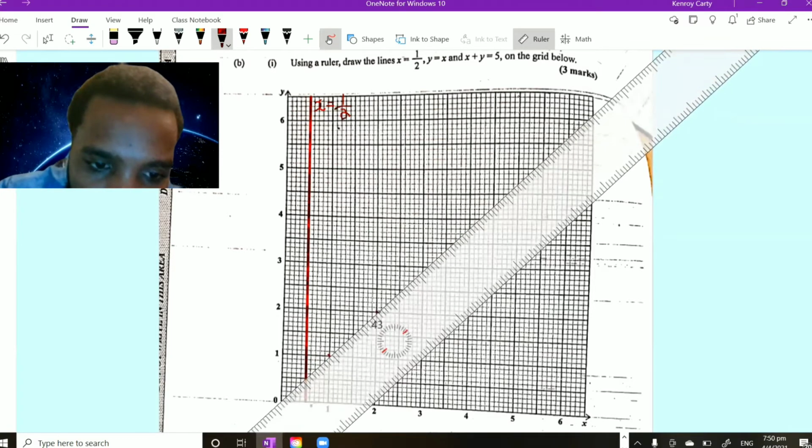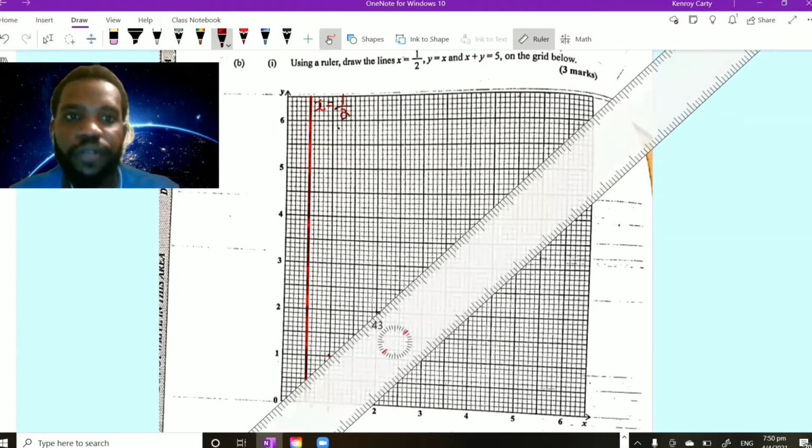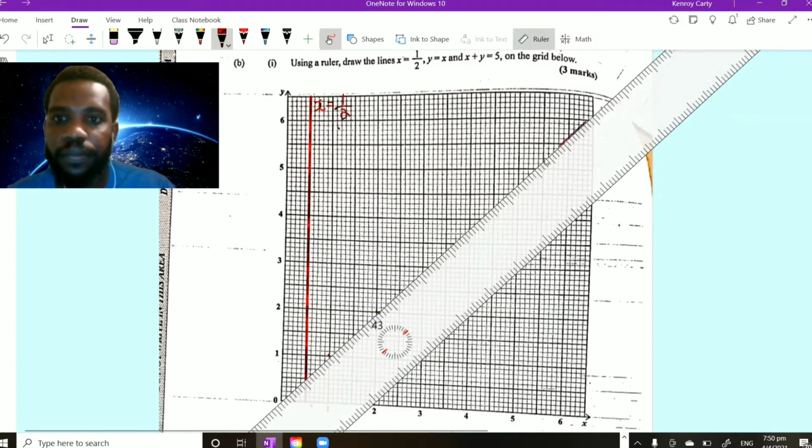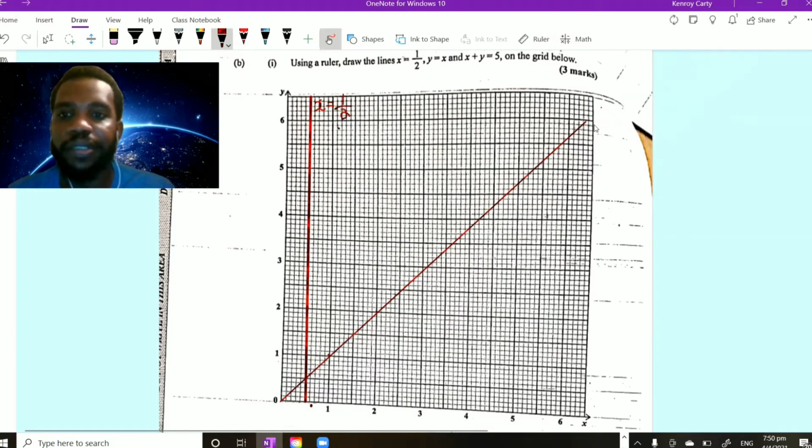All right. Not so perfect, but you get the idea of where we're coming from. So let me just get this line right here in. All right, so that's a line of y equal to x. And let me label it, so I don't forget it, y equal to x. Now the next line is x plus y equal to 5.